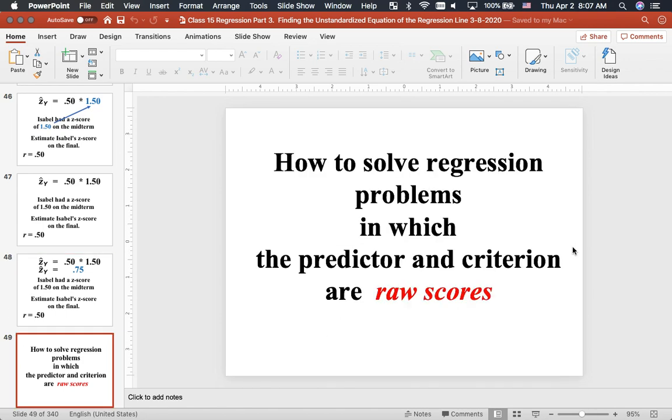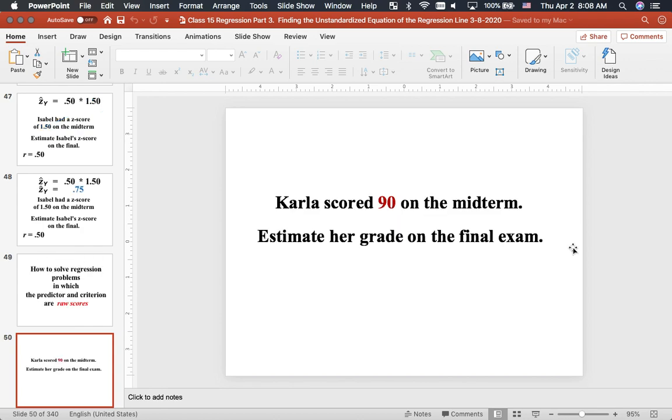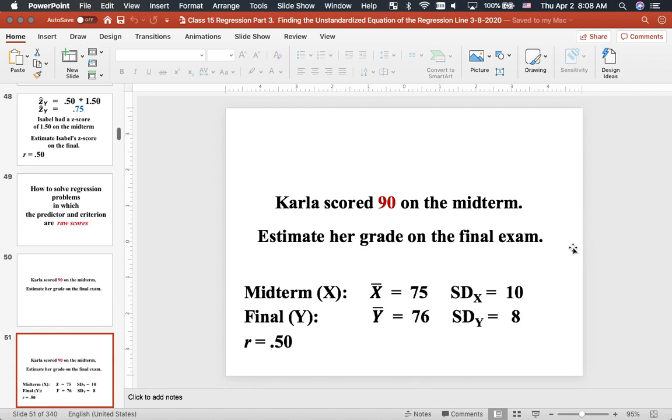So now let's look at how to solve a regression problem in which the predictor and criterion are raw scores. So let's say Carla scored a 90 on the midterm. We want to estimate her grade on the final. So here we know a little bit more about the final and about the midterm. We see that the mean of the midterm is 75 and the SD is 10. In the final, the mean is 76 and the SD is 8. And the correlation coefficient between midterm and final is 0.5.